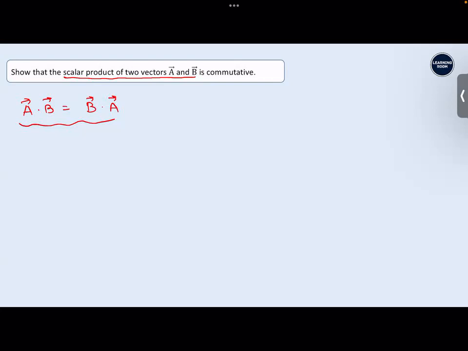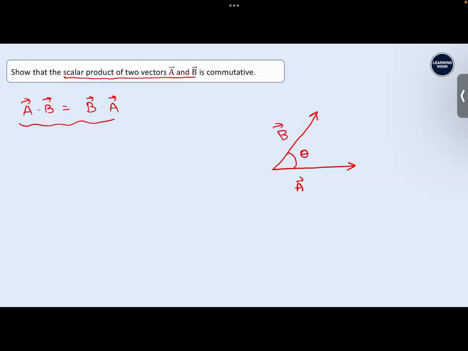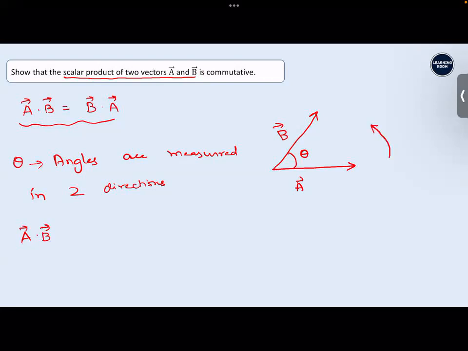So I'll explain the proofs now, which is slightly related to mathematics. Listen to this carefully. If I take this as A vector and this as B vector, and if I take the angle to be theta, you should know the fact that angles are measured in how many directions? In two directions. What are they? Anti-clockwise and clockwise. So if I do A vector dot B vector, from A, to reach B, I need to turn in the anti-clockwise direction.